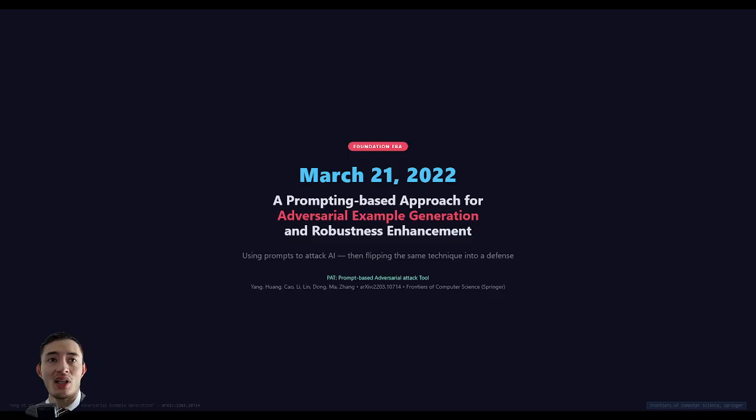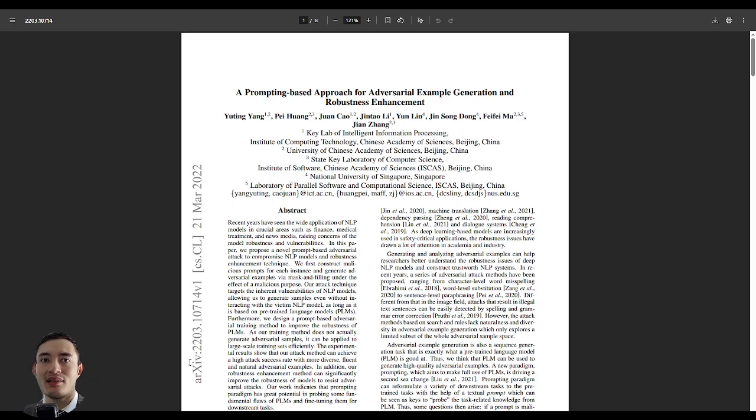So let's dive in. On March 21st, 2022, a paper published under the name A Prompting-Based Approach for Adversarial Example Generation and Robustness Enhancement introduces PAT, the prompt-based attacks. The prompt-based attack in this paper will show us how to use prompts and mask and fill to slightly rewrite a sentence so that a natural language processing model will give the wrong answer. And it will work across many models because they share the same pre-trained foundation. The same idea can also be used during training to make the models more resistant to these kinds of attack.